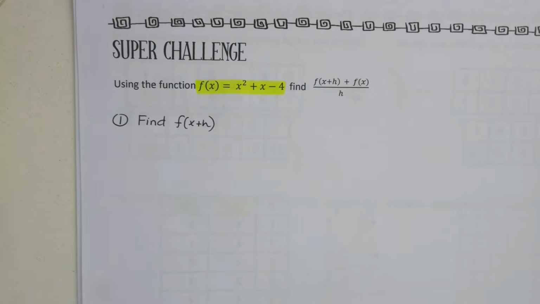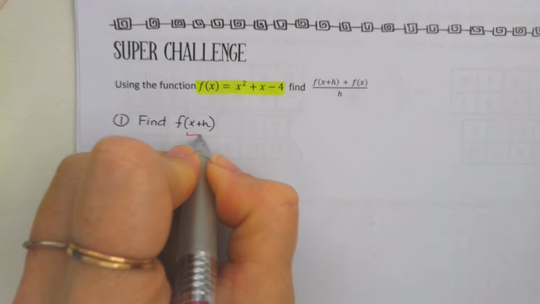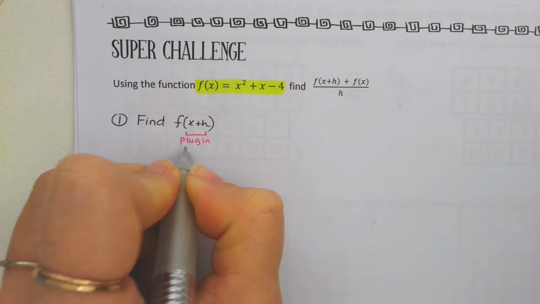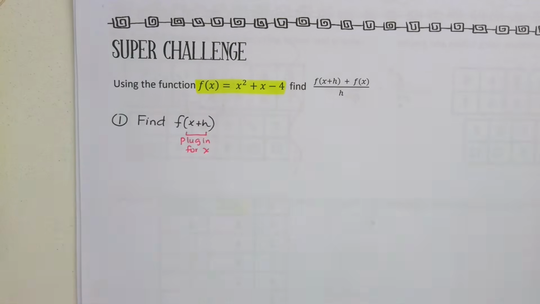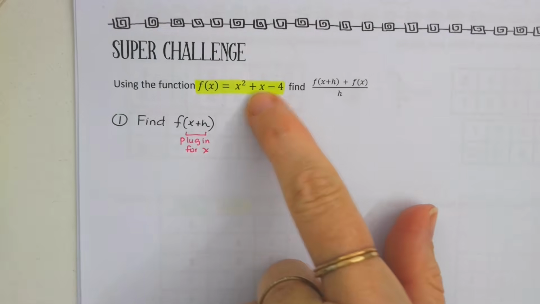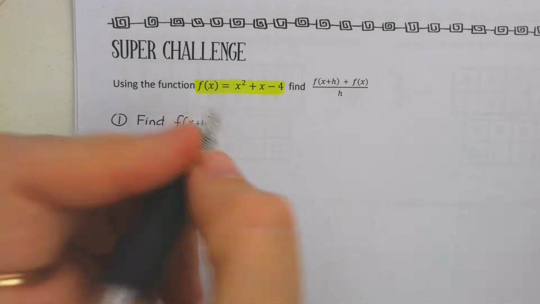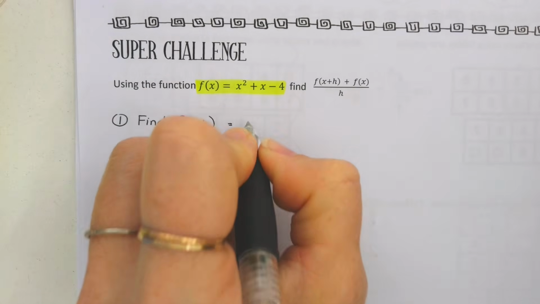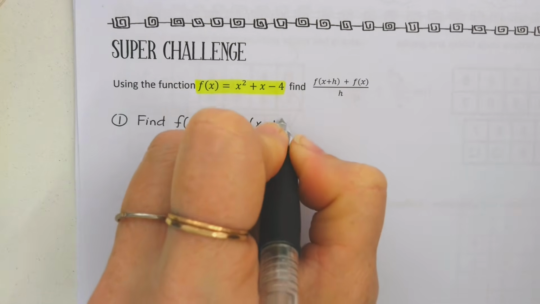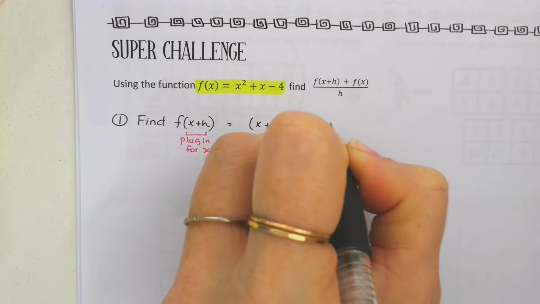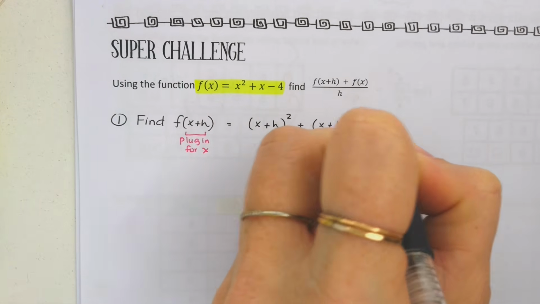The other day when we were learning about evaluating functions, we said that whatever is inside the parentheses is what we're going to plug in for what? Plug in for x. And that's what we're going to do. We're going to take this and plug it in for both of these x's in this function f. So in place of the first x, it'll say x plus h squared. And then the second one, we'll just say x plus h. And then we'll have minus 4.